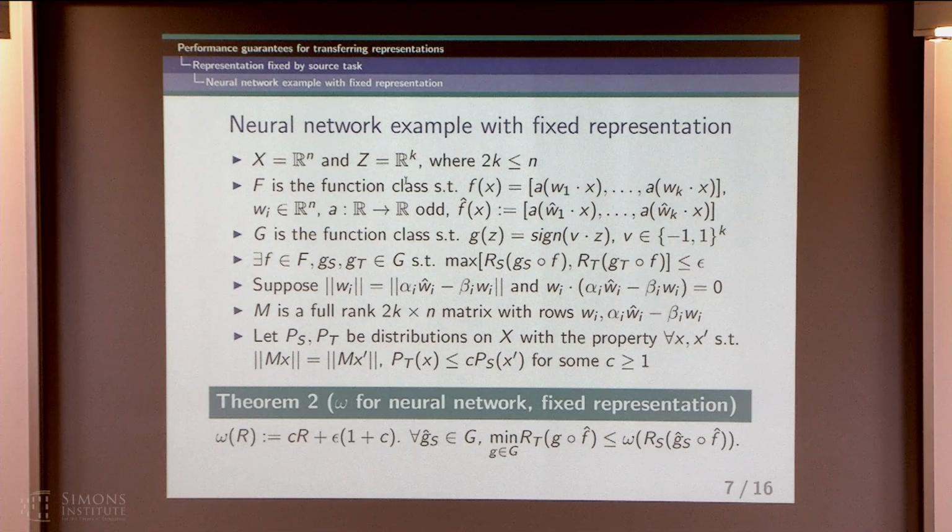Yep. So g circle f means you apply g first or you apply f first? So sorry, you get your data, you apply f to it. That's a mapping from your input space X to your feature space Z, and then you apply g. So f is the representation. That's right. You should read that as function composition.